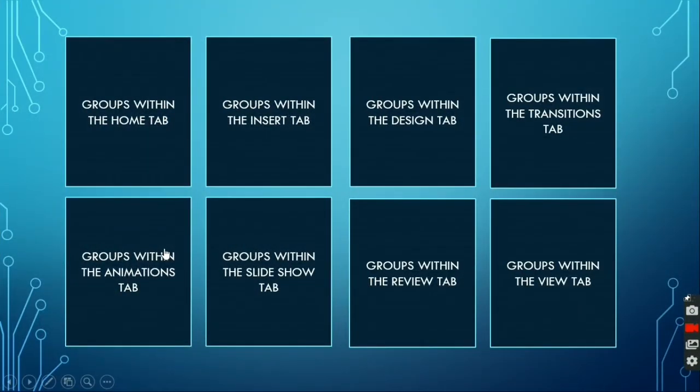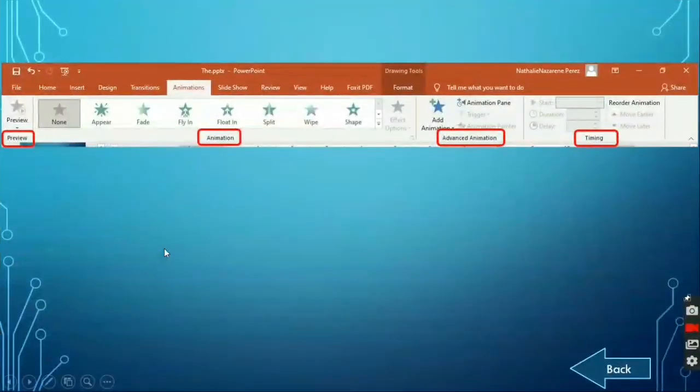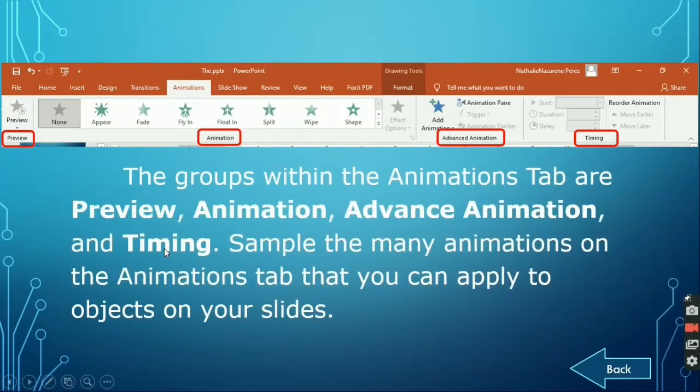The groups within the Animations tab are Preview Animation, Advanced Animation, and Timing. Sample the many animations on the Animations tab that you can apply to objects on your slides. You can use animation to focus on important points, to control the flow of information, and to increase viewer interest in your presentation.